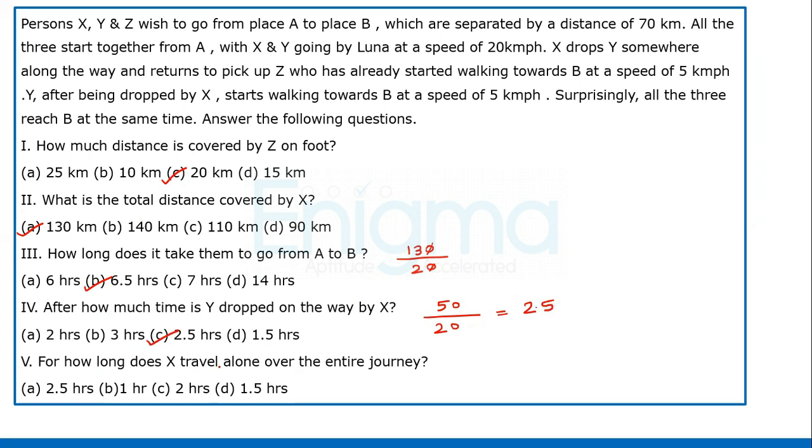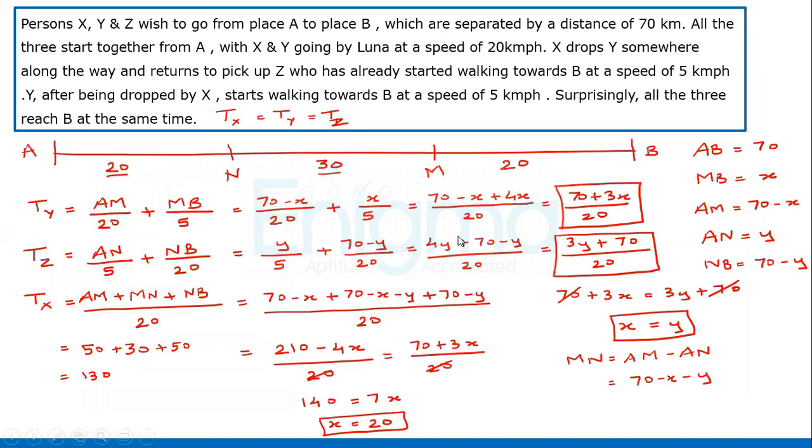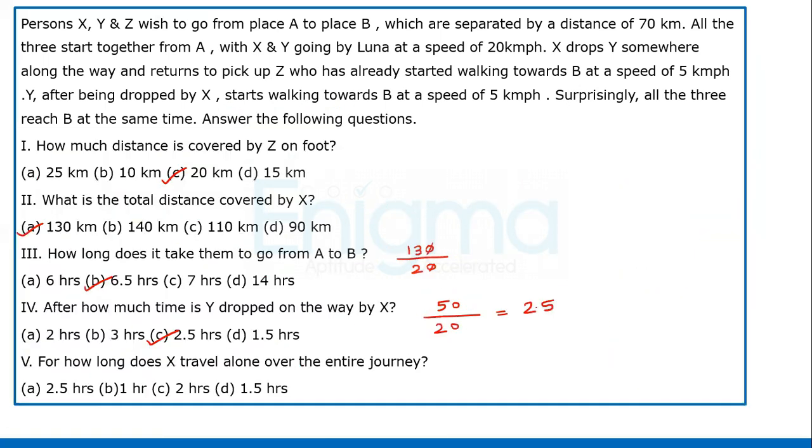For how long does X travel alone over the entire journey? Now, over the entire journey, X travels alone only while going from M to N. That is for 30 kilometers with a speed of 20 kilometers per hour. So 30 upon 20, we get the answer as 1.5 hours. So answer will be option D.